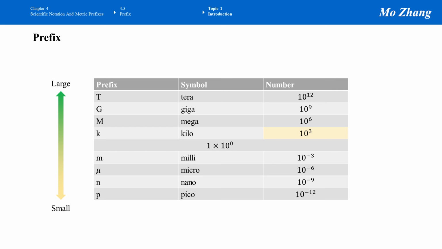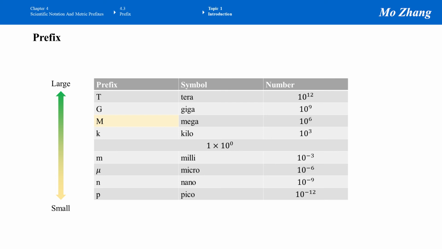If it goes up one step, the next prefix is 1,000 times bigger than kilo, which is 10 to the power 6, and that is mega. The prefix is uppercase M. Make sure this must be uppercase M to represent mega. Lowercase m, if you look below, is milli. So again, make sure you use uppercase M to represent mega. Mega is a million, which is 10 to the power 6.